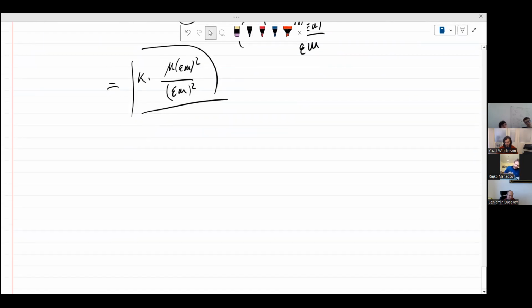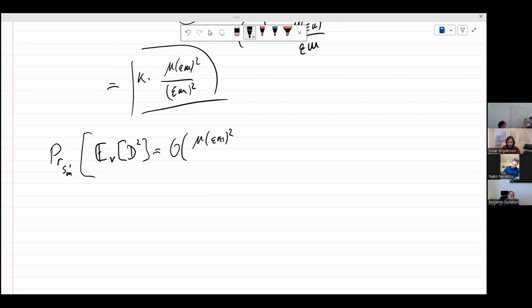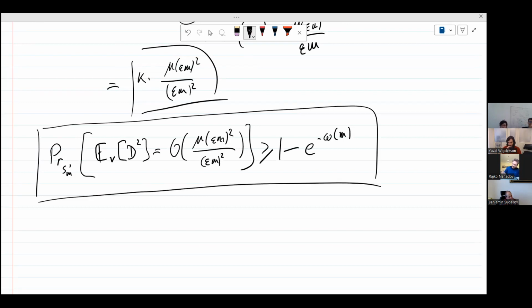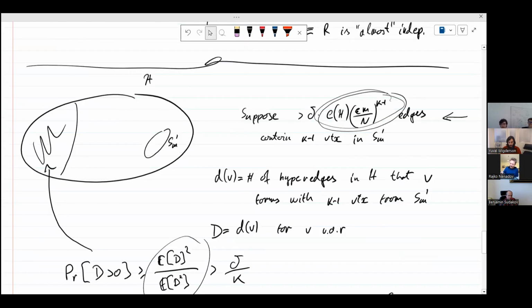So what I really want to say is something of the following form. I want the probability over my Sm prime of the following event, that when I take now V uniformly at random, and I look at this expectation of D squared, I want this to be upper bounded by this parameter mu of em squared divided by epsilon m squared. And I want this to hold with very, very high probability. So this is a much more serious cheat than this one.